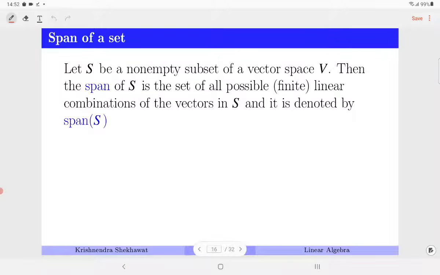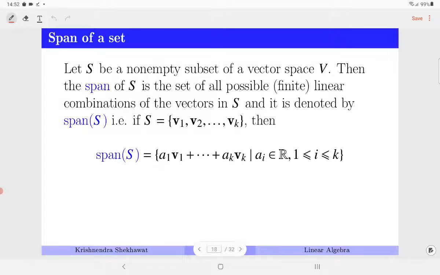So span S can be written as the summation of AiVi, where all Ai belong to R. Again recall that if not specified, we are considering scalars to be real numbers, but they can be complex or any other set also. In most of the text, I have considered scalars to be real numbers. So this is how the span S is defined.